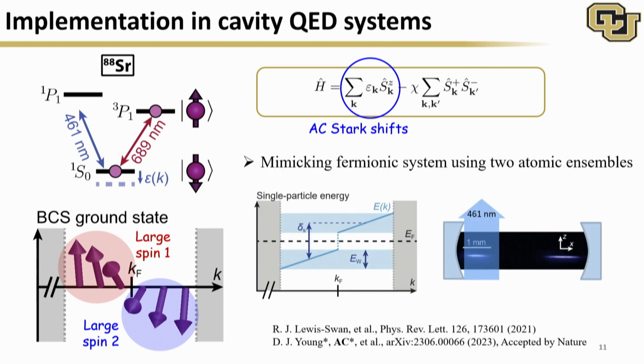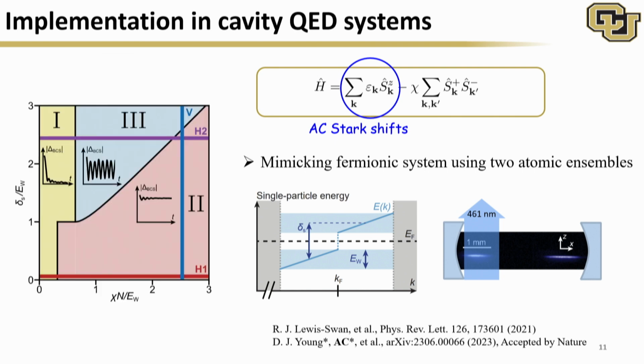To mimic the fermionic system, we can use two atomic ensembles in the cavity. One ensemble represents the states below the Fermi level, and the other ensemble represents the states above the Fermi level. And we can engineer a frequency spreading of each ensemble, which we call E sub W. And there is an energy splitting between these two ensembles, which we call delta S.